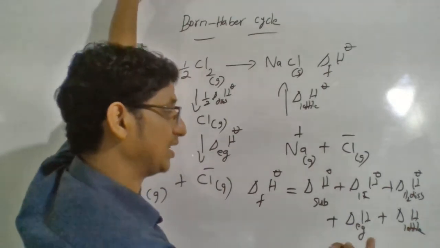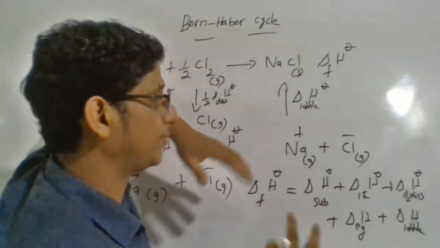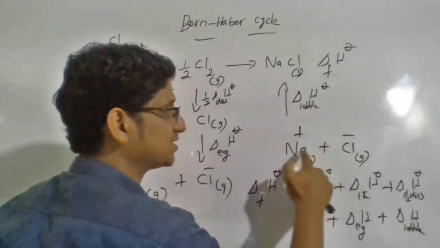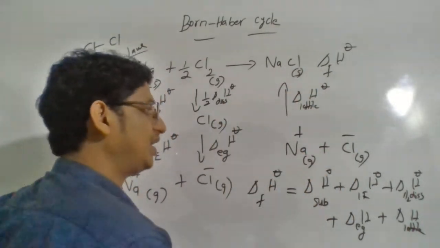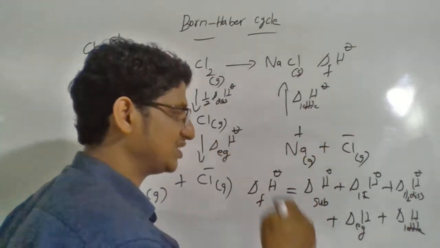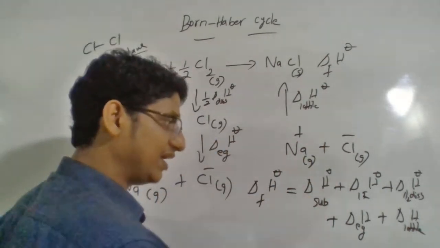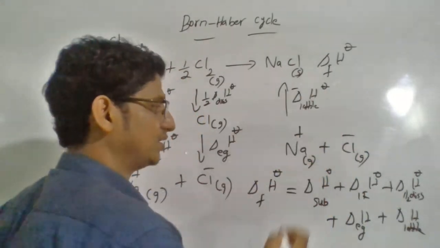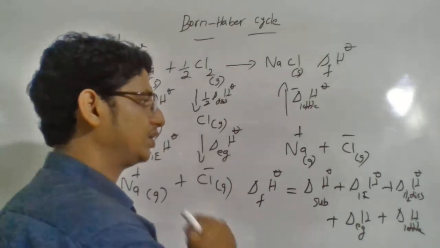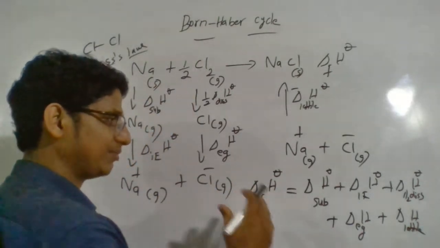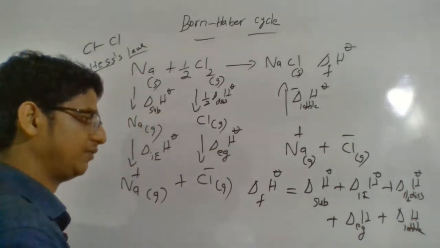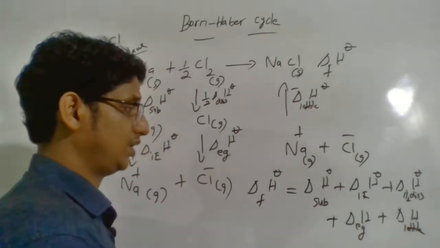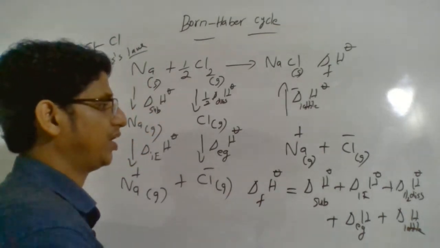Now think about lattice enthalpy. Here we are not talking about breaking an ionic compound. We are talking about the formation of an ionic compound from its gaseous ions. So energy is actually released, which means this will again be negative. That's the way the values will be. The sum of all these factors will give you delta H formation of a particular compound. This is what the Born-Haber cycle is all about.